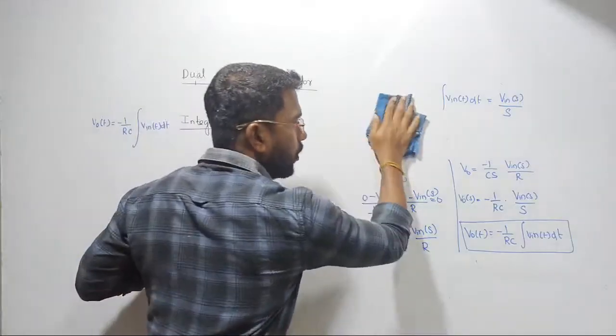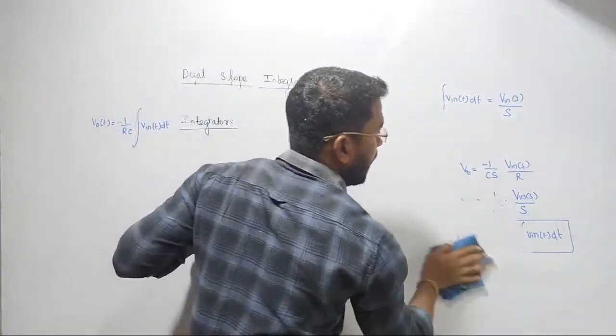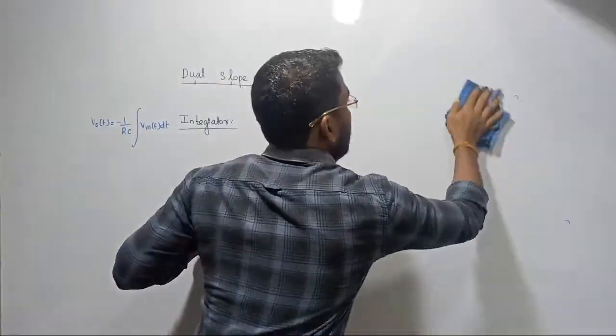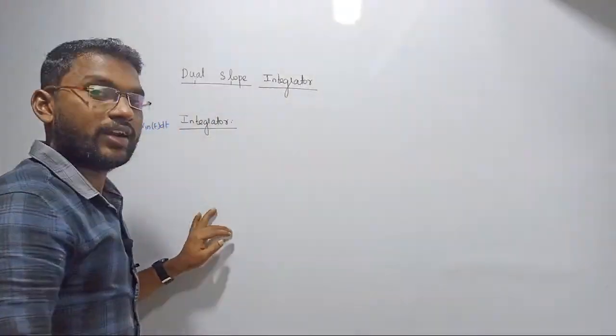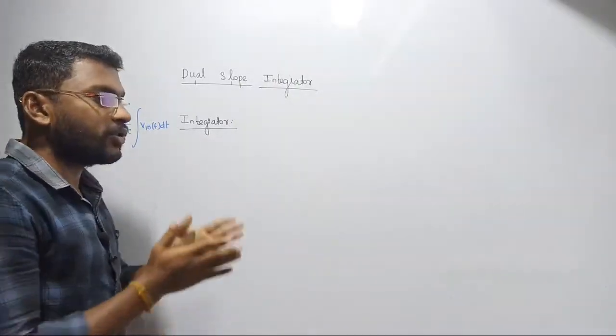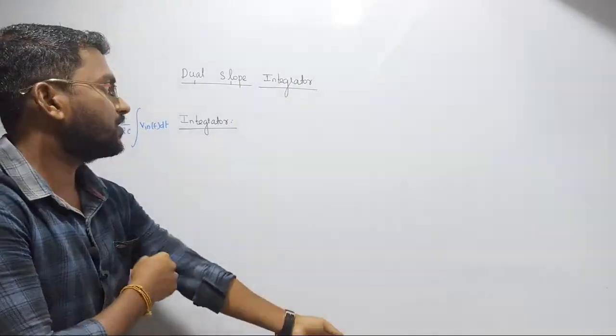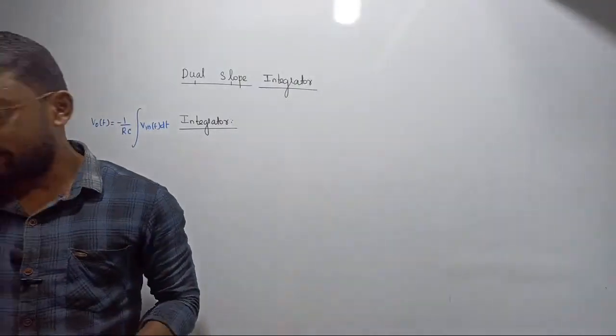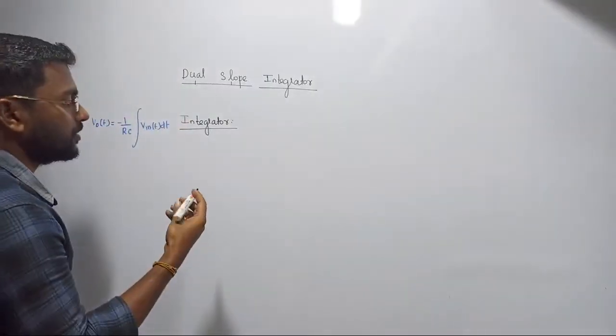Yeah, so let us remove all these things. Coming back, we are not designing an integrator, we are designing a dual slope integrator. That integrator is going to help us create the dual slope. That is what I am looking for. Shall we design? Yeah, let's start our operation.